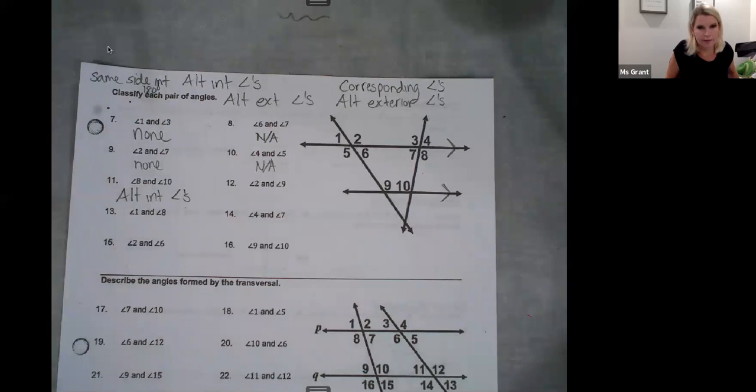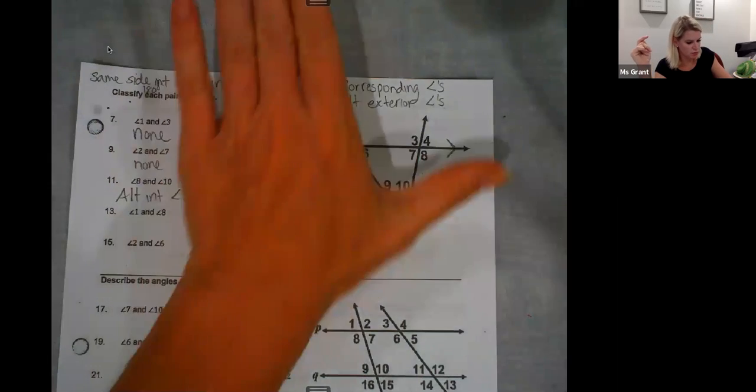No one? I need efficient volunteers. I've heard from everybody whose hands are up right now. 2 and 9. They're in the same position.